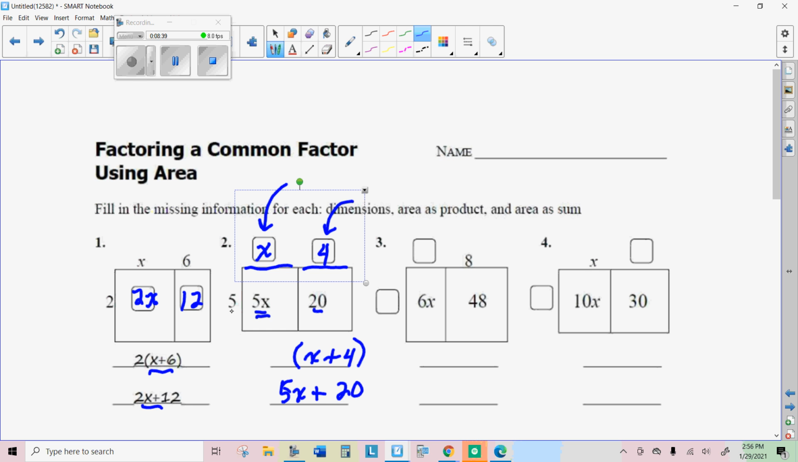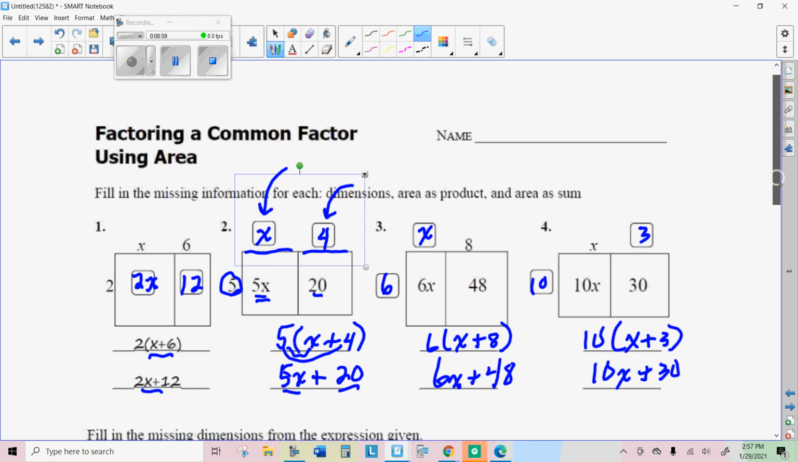And then this width is 5. That's going to go outside the parentheses. So these two expressions are equivalent. If you multiply 5 times x, you get 5x. If you multiply 5 times 4, you get 20. All right, so see if you can do those.